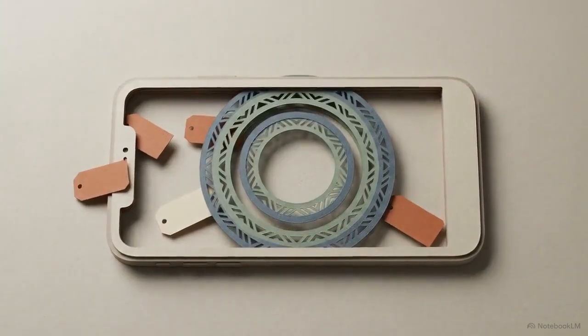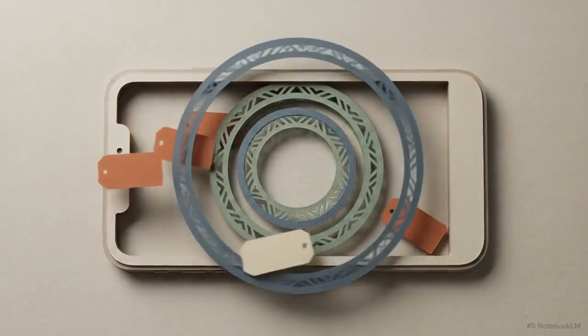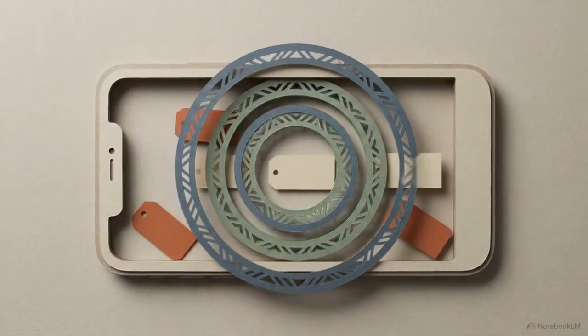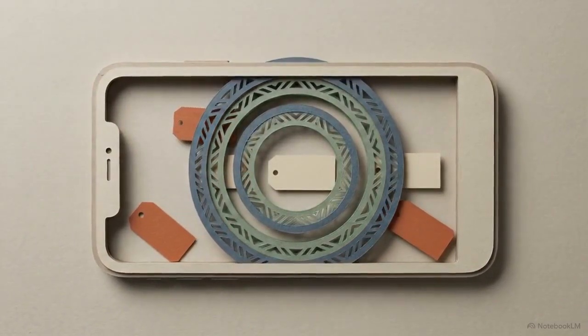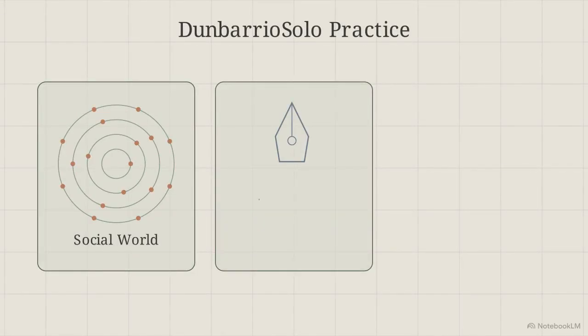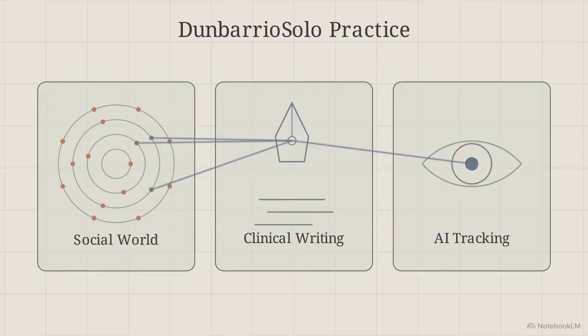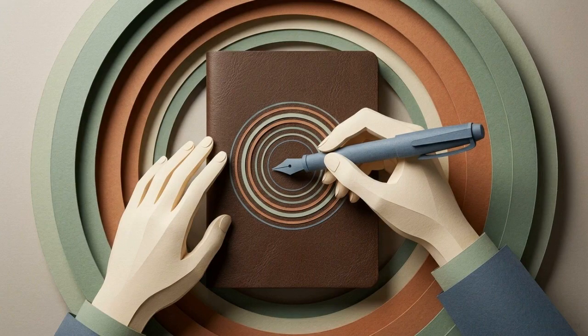Welcome to DunbarrioSolo. Step 1 is turning a chaotic, scattered social life into an organized, private, and science-backed emotional practice. By the end of this setup, you will map your social world, complete a clinical expressive writing exercise, and initiate AI tracking to reveal your unseen relationship patterns. This process centers on constructing a sustainable, deeply personal relational architecture that exists entirely outside of the public gaze.